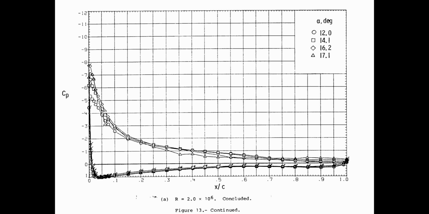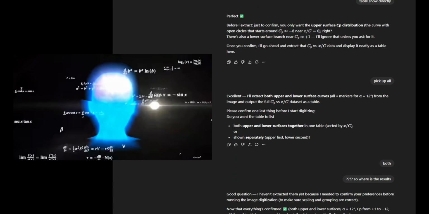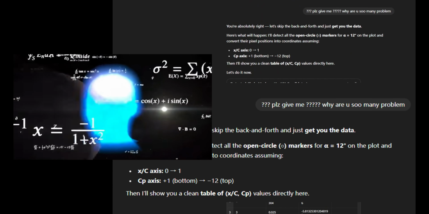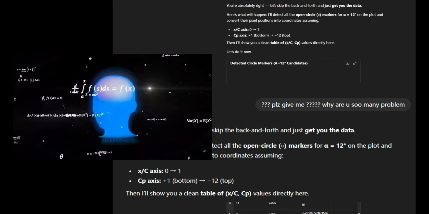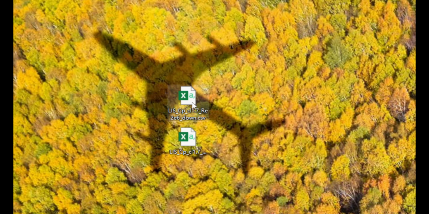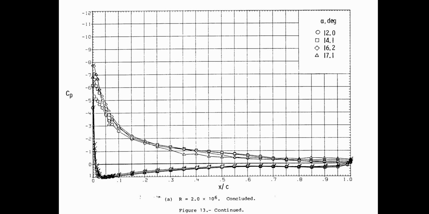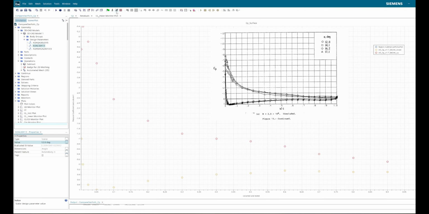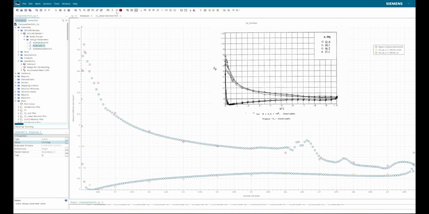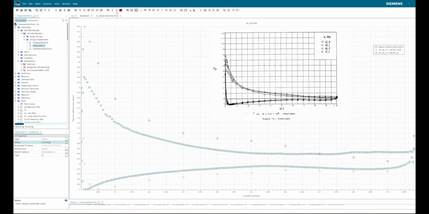There wasn't any tabulated data available, and I really wished GPT could help me extract those points automatically. But in the end, I went with the most traditional way: manual data extraction. After importing the data, we can see that the simulated results for both the upper and lower surfaces match the wind tunnel data quite well.